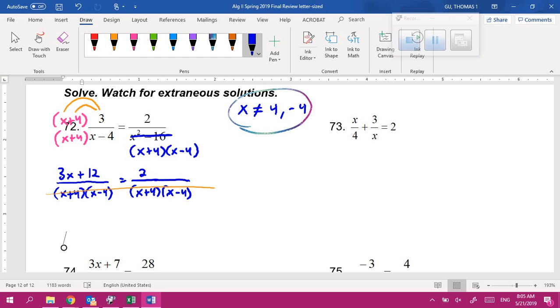So that leaves me with just a simpler equation. What's my equation now? 3x plus 12 equals 2. And all I have to do is solve this, right? So how would I solve this? Minus 12. So I get 3x equals negative 10, and then?